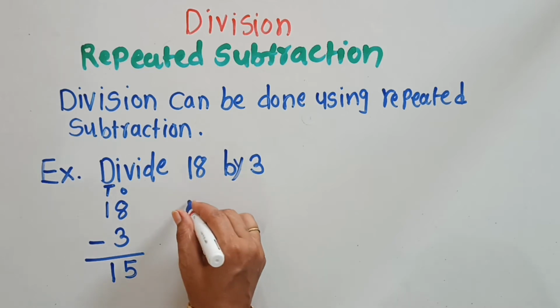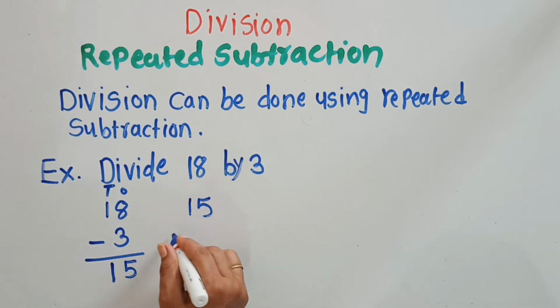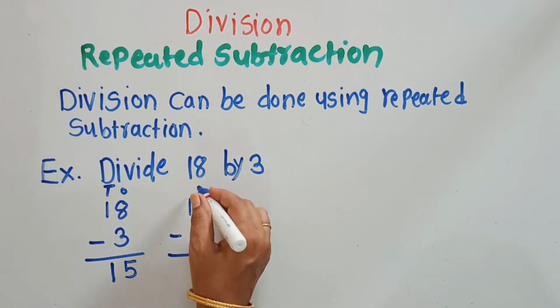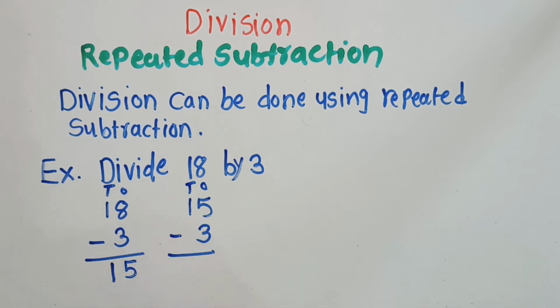Now we have to take this 15 and again subtract 3 from this 15. Understand children? You have to subtract 3 from these numbers again and again until you get 0.